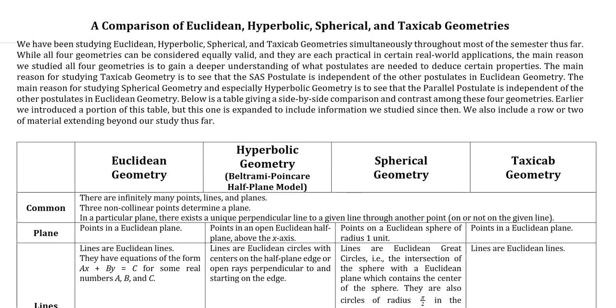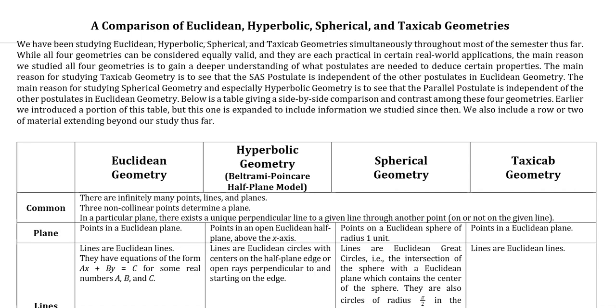And the main reason for studying spherical geometry, and especially hyperbolic geometry, is to see that the parallel postulate is independent of the other postulates in Euclidean geometry. That one is of particular historical importance because that was a big deal historically in the history of mathematics when that was discovered and when people started realizing the ramifications of that. It actually transformed a lot of the way we look at mathematics.